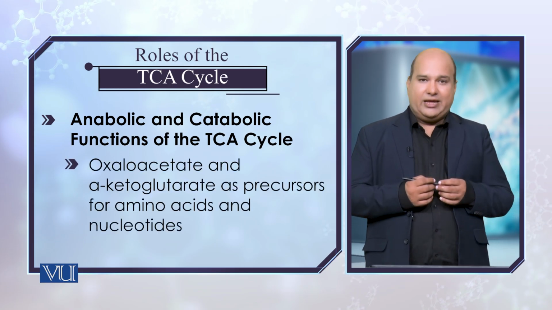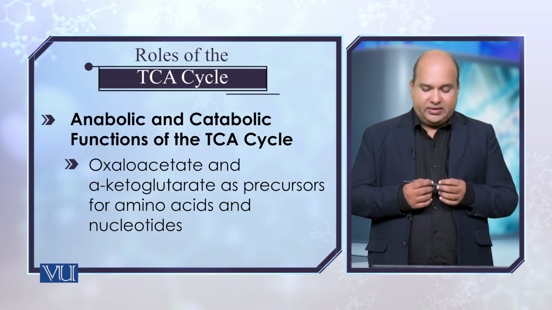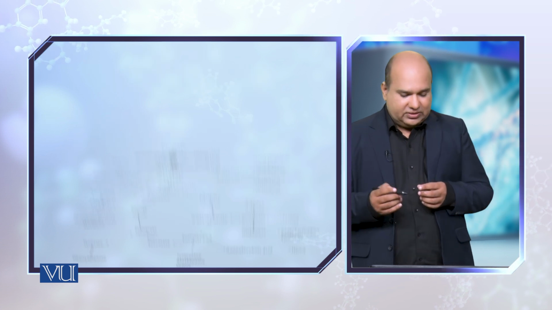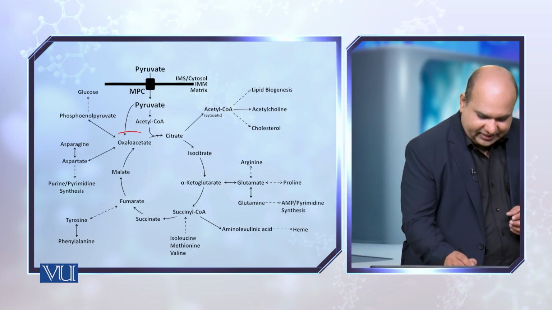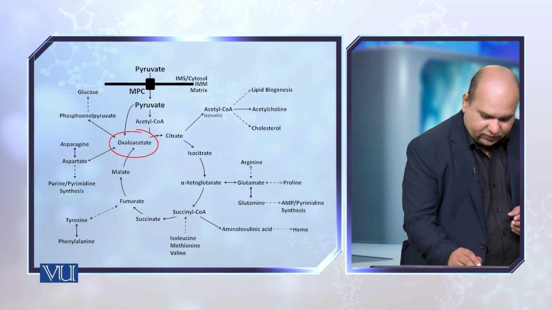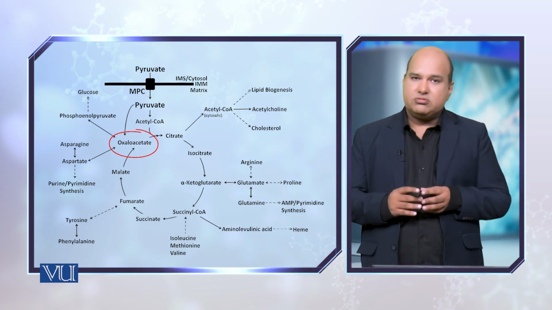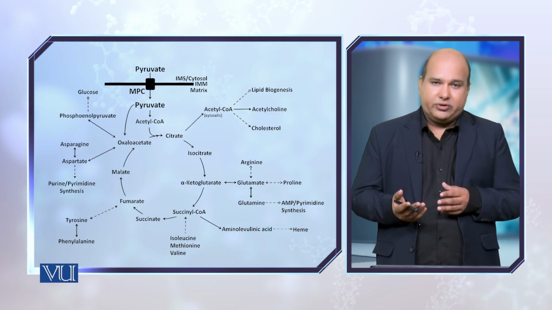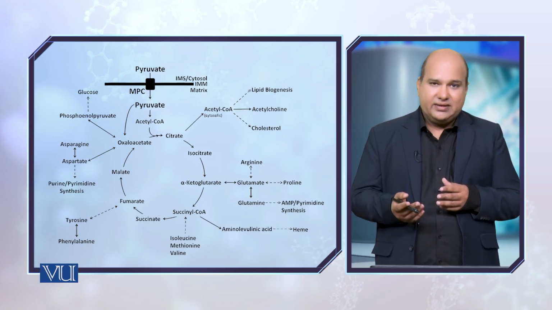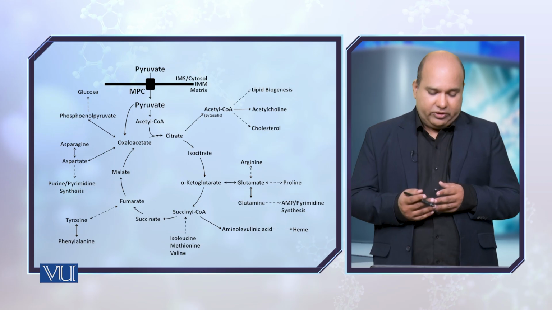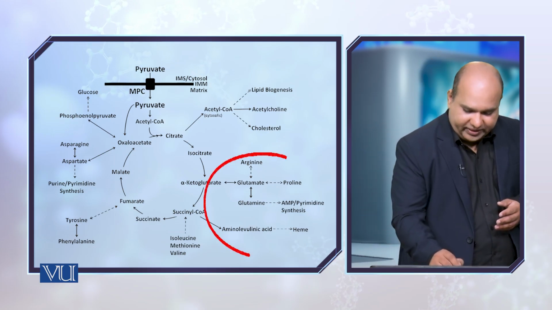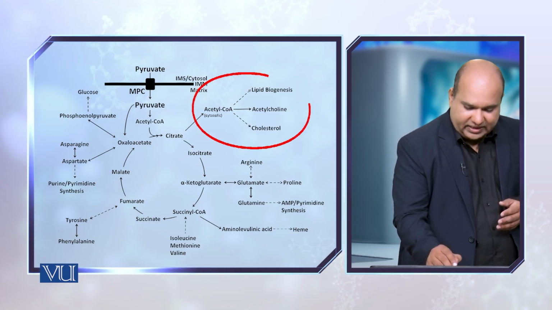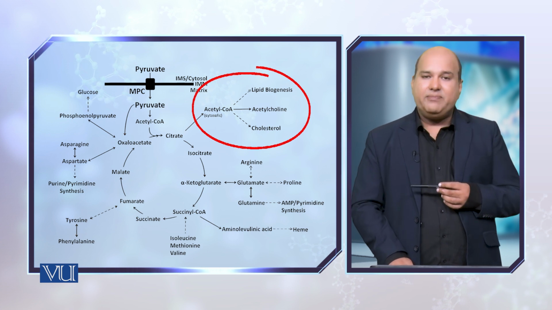For example, oxaloacetate and alpha ketoglutarate both are the precursors of the amino acids and the nucleotides. So the oxaloacetate here, for instance, gives rise to the formation of all sorts of important molecules like the amino acids aspartate, glutamine, and tyrosine, and also the formation of nucleotides. Similarly, the alpha ketoglutarate also, and then also the citrate can give rise to the acetyl CoA, which can be used in the formation of lipids.